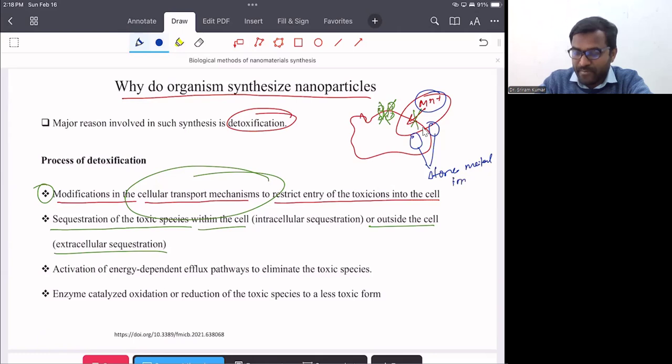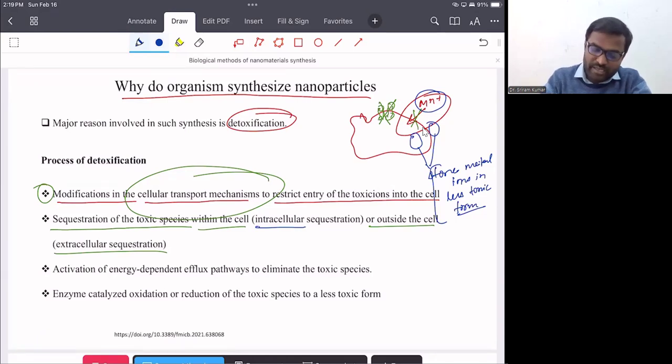The bacterium stores the metal ions in a less toxic form. So the cell takes the action and converts that toxic metal ion into a less toxic form and stores it inside, which is called intracellular sequestration, or outside of the cell, which is called extracellular sequestration. So till now we understand two processes. One is that the cell resists the entry by changing the cellular transport mechanism.